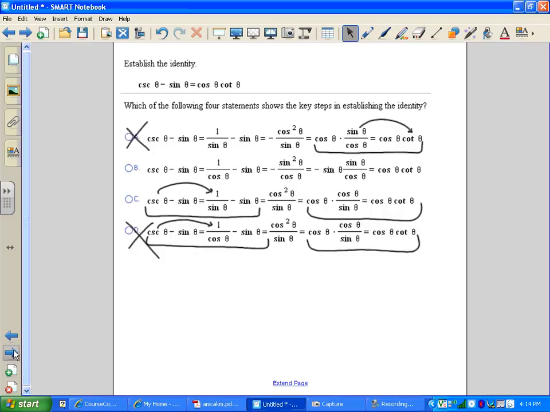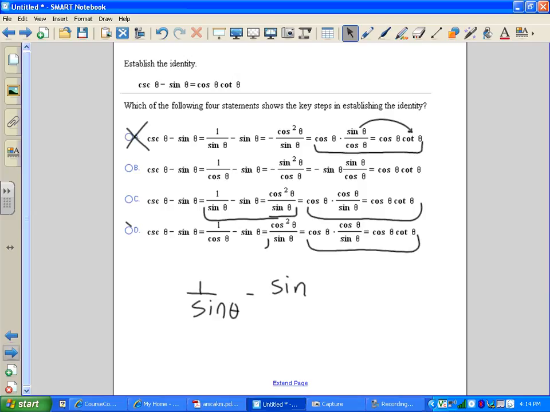All right, so I'm going to pick up on a step here on choice C, and let's see if we can make this work. Let's see what's happening in my third step. Okay, so they've got 1 minus sine theta minus sine theta is cosine squared over sine theta. So let's see if we can figure out how to make that work. So we got 1 over sine theta minus sine theta. Now, the only thing that kind of comes to mind there would be to find, since one of them's a fraction, a common denominator. So the common denominator would just be sine theta.